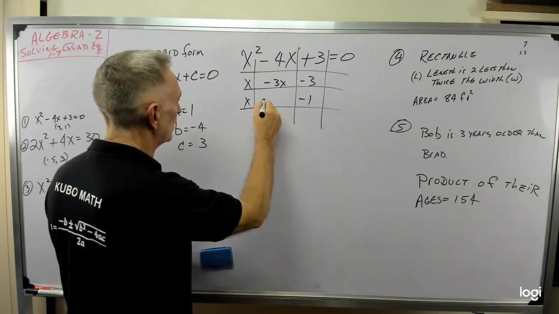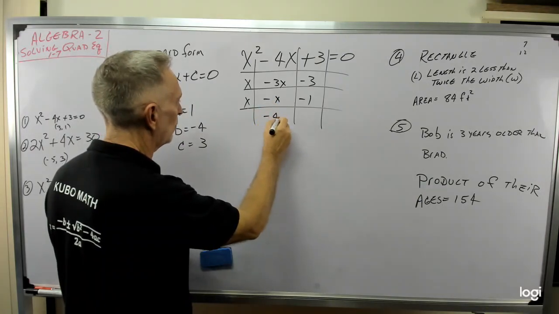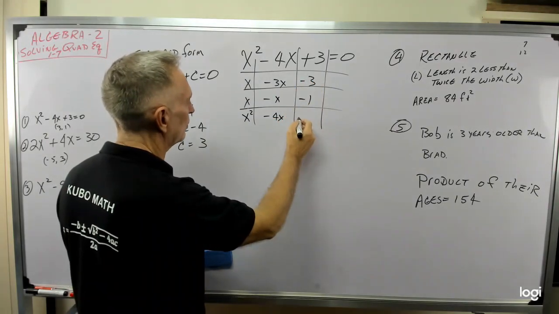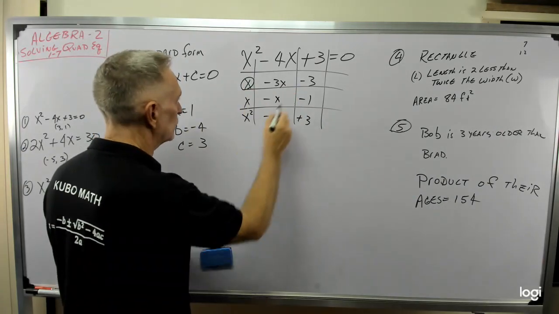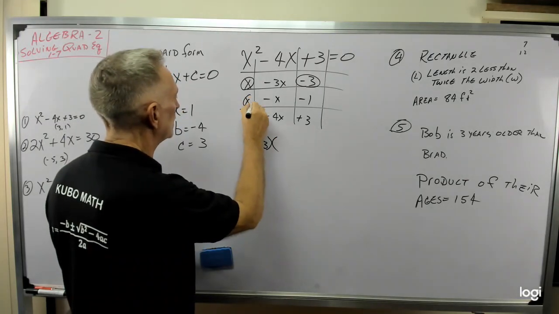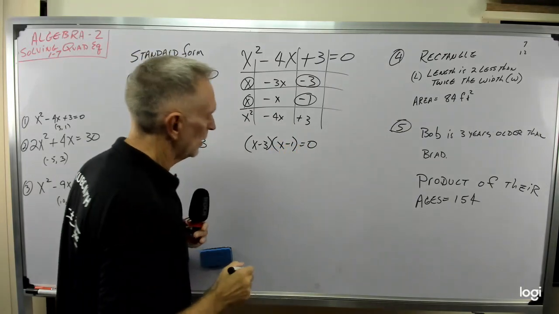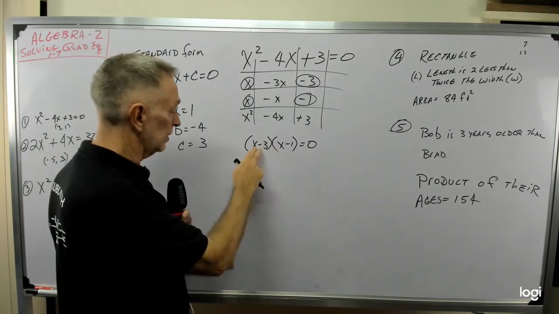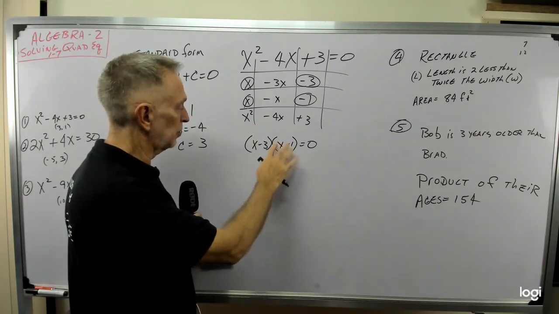Negative 1 times x is a negative x. Negative 3x plus negative x is negative 4x. X times x is x to the second power. Negative 1 times negative 3 is a positive 3. So that's what I need. So x minus 3 times x minus 1 equals 0. Now this means this can equal 0, or this parentheses can equal 0.